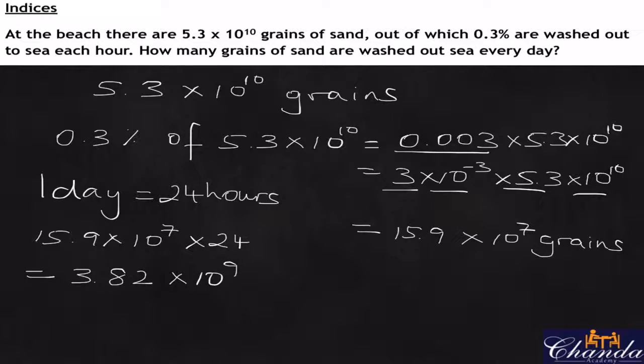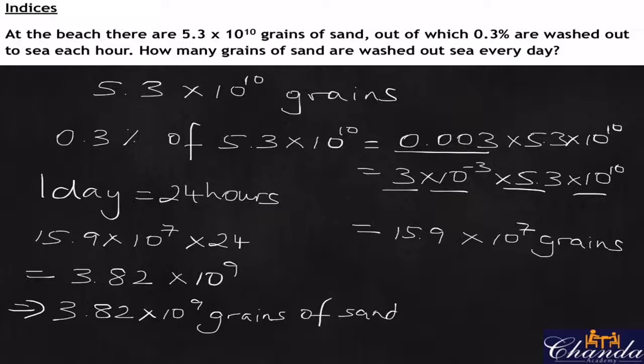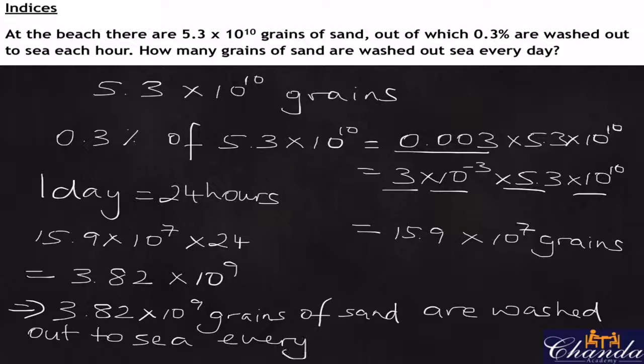So, to answer this question, therefore, 3.82 times 10 to the power of 9 grains of sand are washed out to sea every day. Excellent. Let's move to the next question.